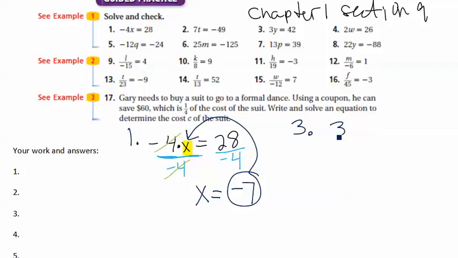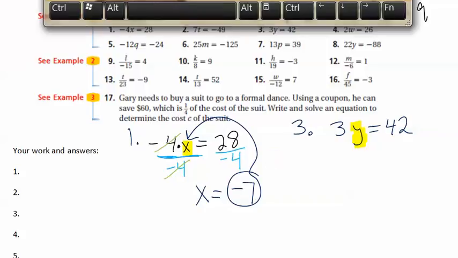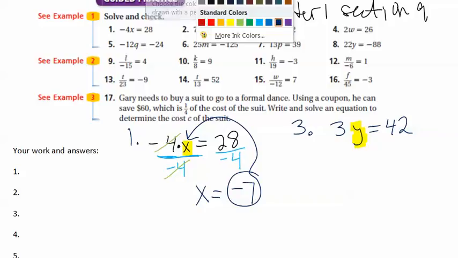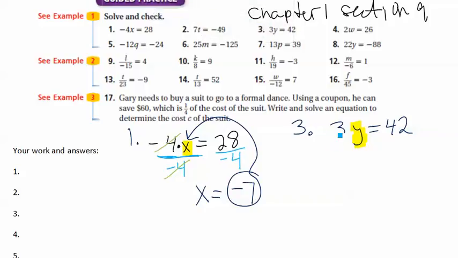Number 3 says 3y equals 42. Now what does that mean? That means 3 times y equals 42, and our variable in this one is y. So we have to think to ourselves, what is happening to the y? What is being done to the y that is keeping it from being by itself? And this time y is being multiplied by a 3. So then we need to think to ourselves, what's the opposite of multiplying by 3? And the opposite of multiplying by 3 is dividing by 3. So I'm going to divide both sides of the equal sign by 3.